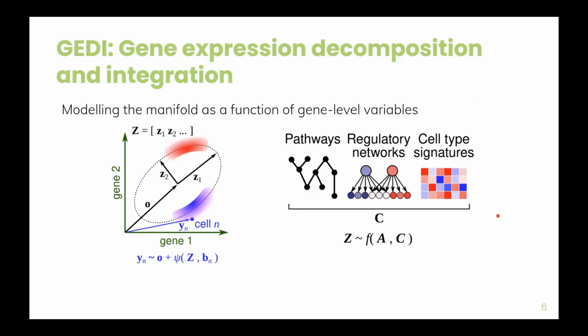GEDI can also be used to model the manifold as a function of gene level variables. What this means is that we can use prior information about pathway membership, gene regulatory networks, or cell type signatures in order to guide the creation of our reference frame.